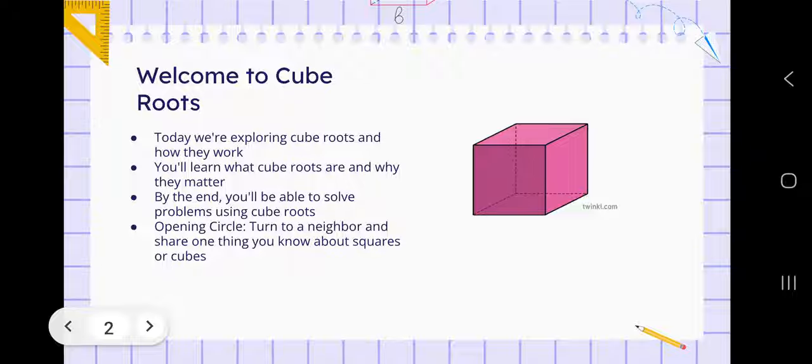The opening circle, the open circle, I'm just gonna talk to you guys at the end.